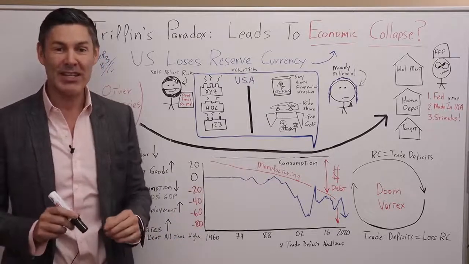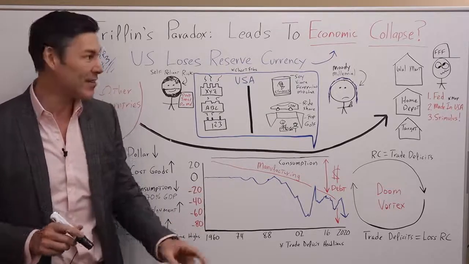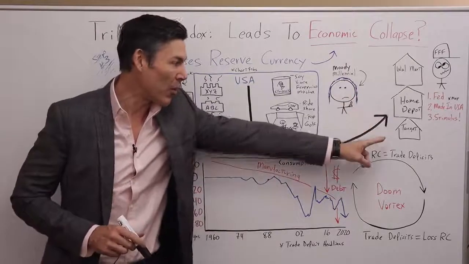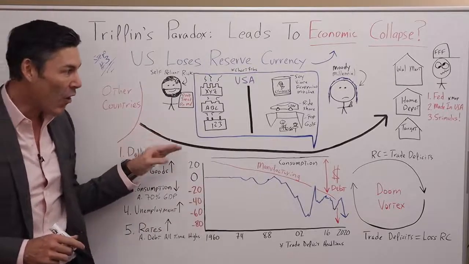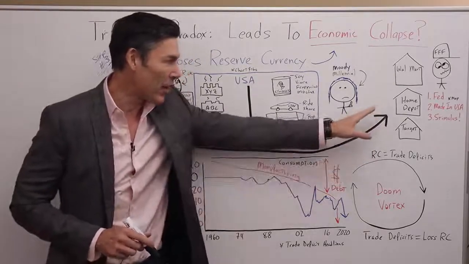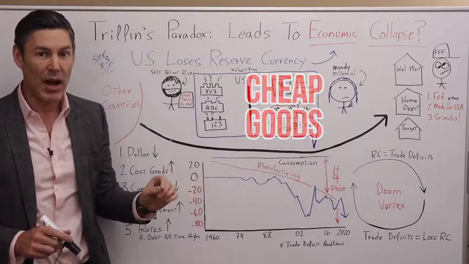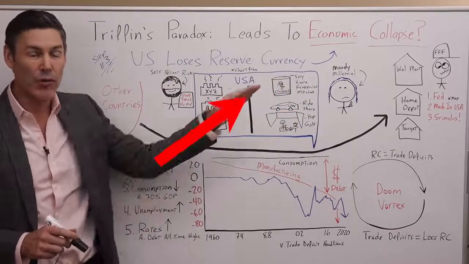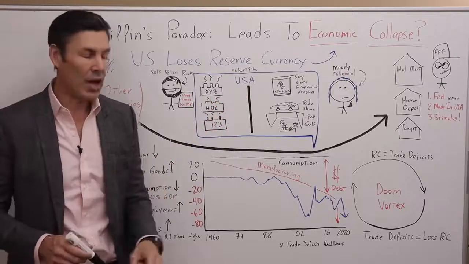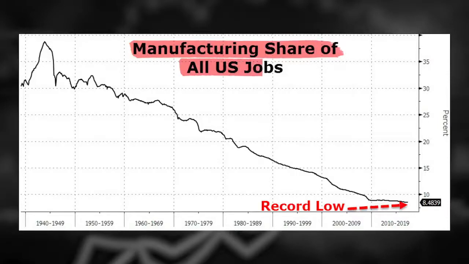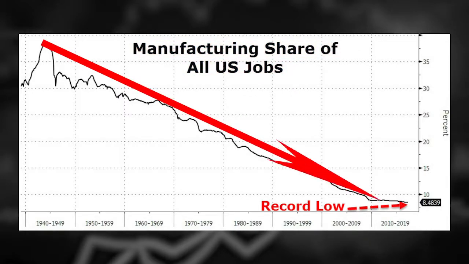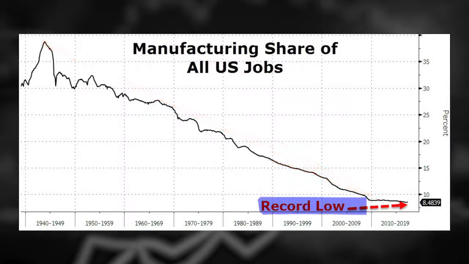And that's all fine and dandy, but we don't make any stuff that we buy at Walmart, Home Depot, or Target. We have to rely on other countries to make all of that stuff for us. The cheap goods that we can buy on a daily basis that improve our overall standard of living. And we can see this playing out if we look at a chart of manufacturing jobs as a percentage of the overall job market in the United States. It just goes straight down to where we are today at all-time lows.